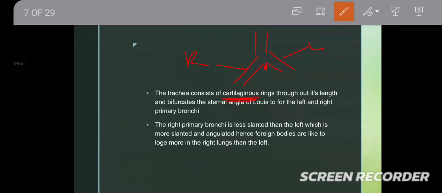Now the right primary bronchus is slightly less slanted than the left, which is more slanted and angulated. Hence, foreign bodies are likely to lodge where? More in the right lung. Why? Because this is slightly slanted, whereas this is more slanted. So if one ingests or inhales a foreign body, it is likely to lodge on this side of the lung rather than this side because of the slantness that exists on the right side.